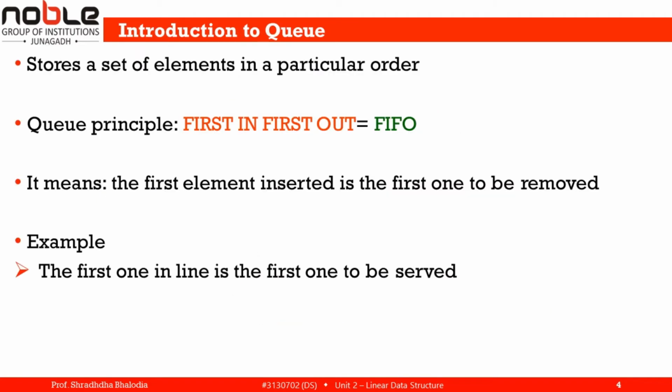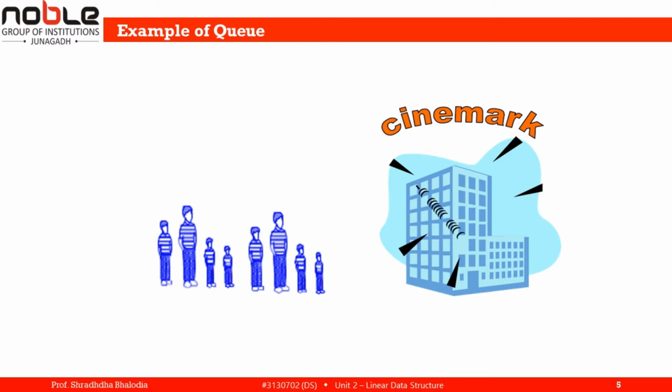A real example for a queue is people standing in a queue for billing at a stop. The first person in the queue will be the first person to get the service. Similarly, the first element inserted in the queue will be the first one that will be retrieved, and hence a queue is also called the first in first out list.